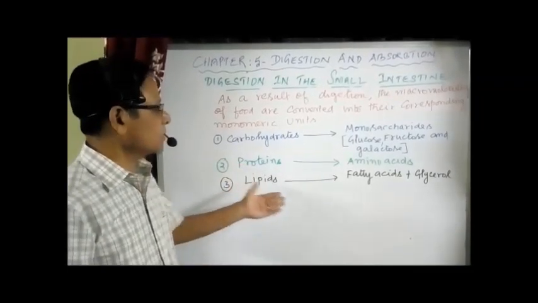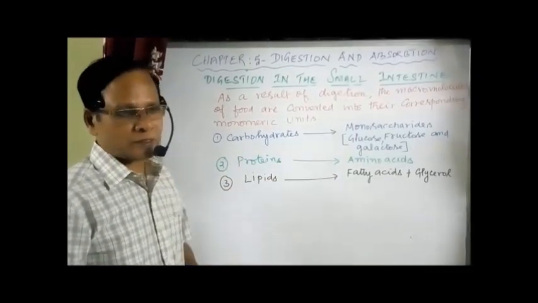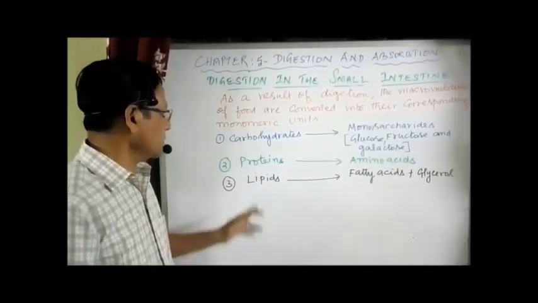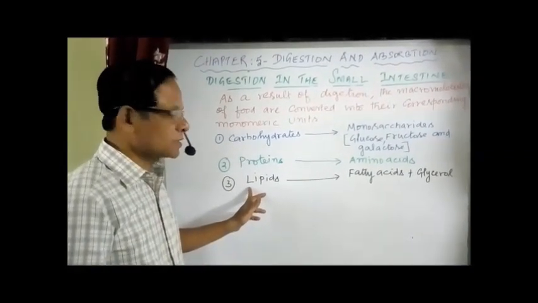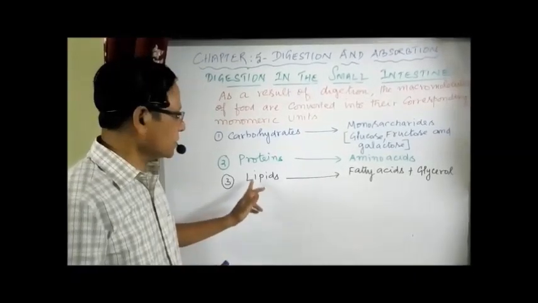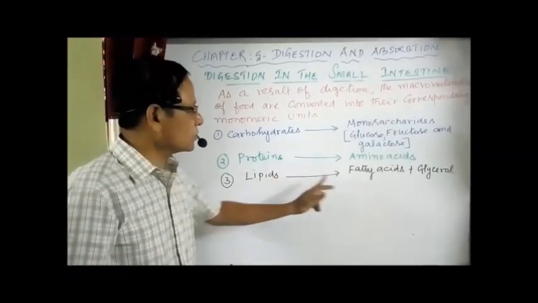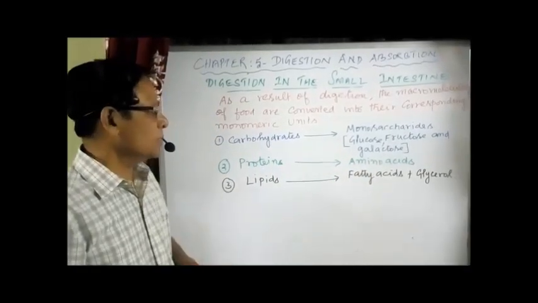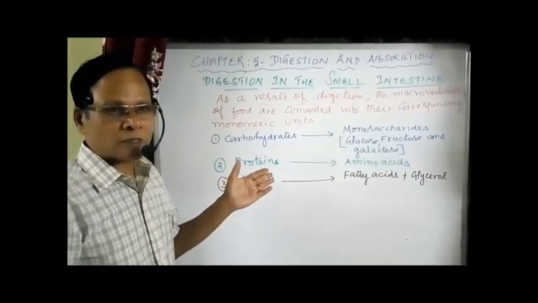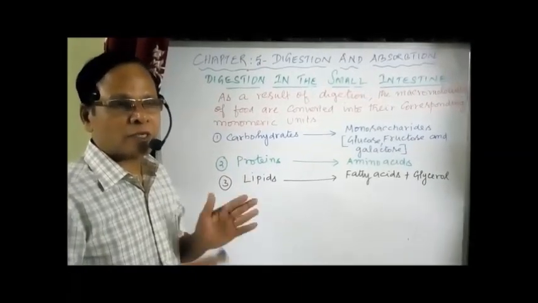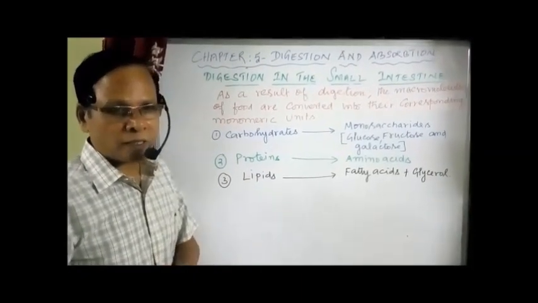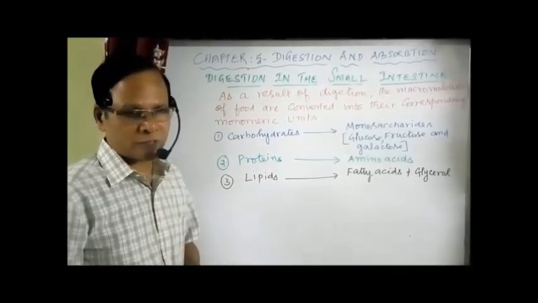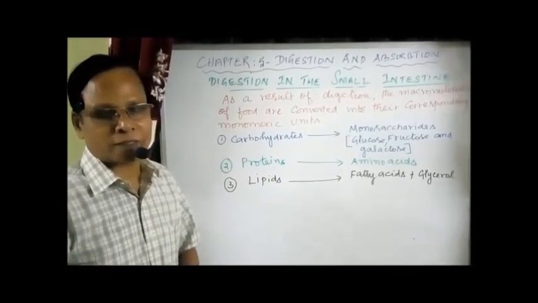Then the proteins are converted into the unit amino acids. There are nearly 20 different amino acids. Now the lipids, the fatty materials and their derivatives together called lipids, are broken down into fatty acids and glycerol. These are the ultimate end products. These end products are absorbed in the ileum and jejunum region. What happens about the absorption of these materials we will discuss in the next class. Thank you.